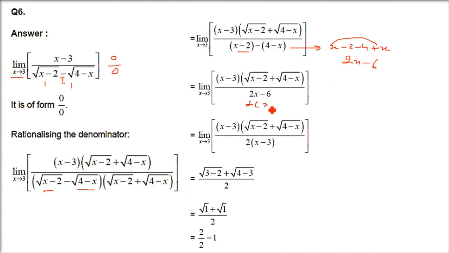Okay. And you can take 2 common from here: x minus 3. So this x minus 3 gets cancelled. 2 is there. So √(x−2) + √(4−x) divided by 2. Now put x as 3. 3 minus 2 is 1. 4 minus 3 is 1. So 1 plus 1, √1, that is 1 plus 1 is 2, divided by 2. So we are going to get 1. Okay, this is 1.